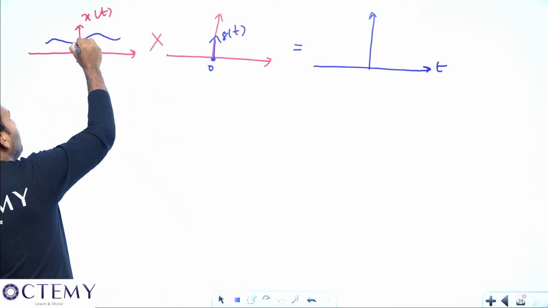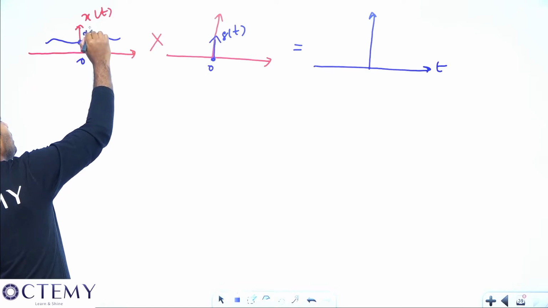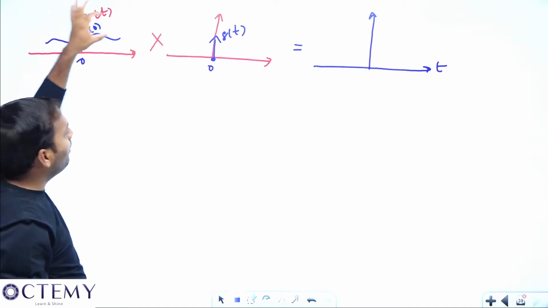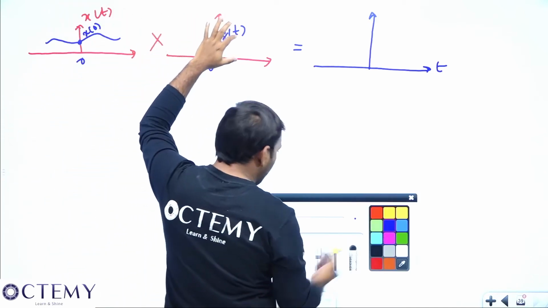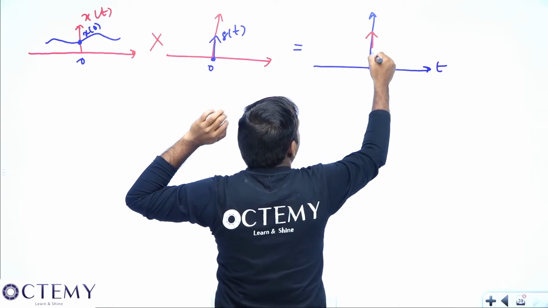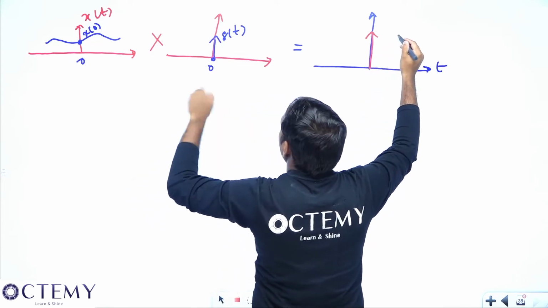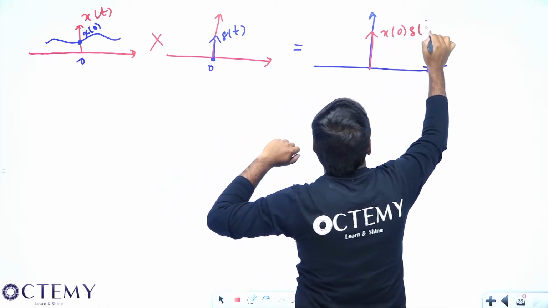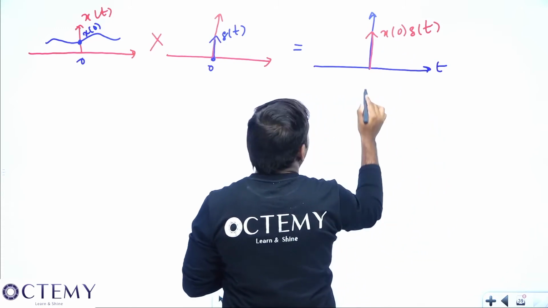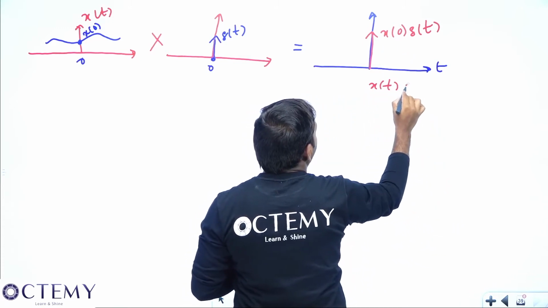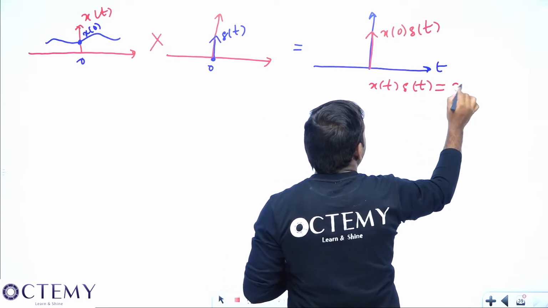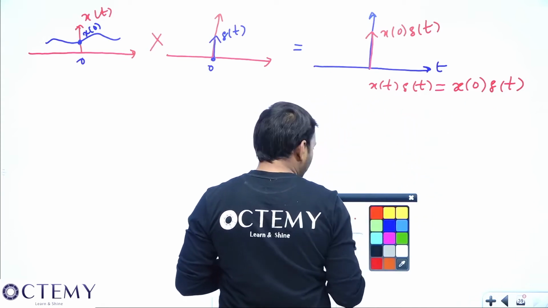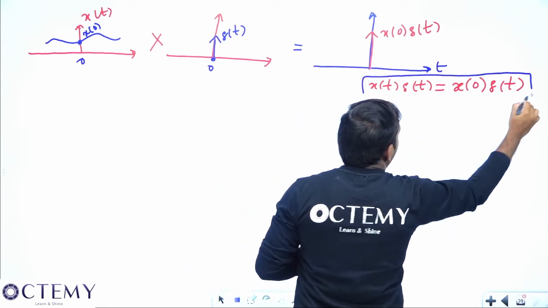What is the value here? This value is exactly x of 0. This x of 0, the height at t equal to 0, will be multiplied with this impulse function, and now you will be getting the new answer as an impulse function with x of 0 and del of t. This is one of the very important properties, that I can define like this: x of t into del of t is exactly equal to x of 0 into del of t. So, a very important property of the impulse function.